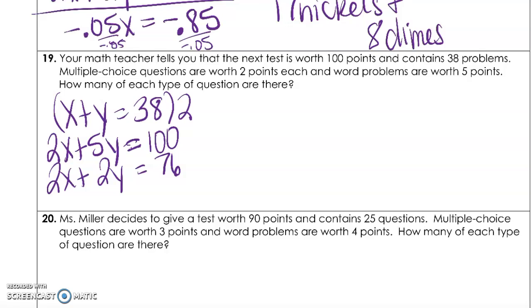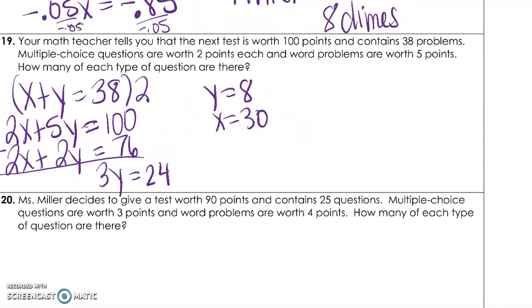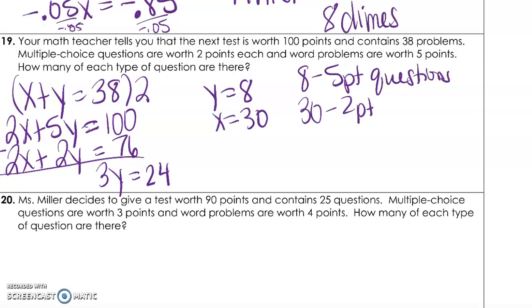So once again, you can eliminate or substitute. It is totally up to you. I would subtract then, giving me 3y equals 24. So I divide and I get y equals 8. Well, if y is 8, that means x has to be 30 since there's a total of 38. So I go back and look. The 8 is my y, which have 5 points. So there are 8 5-point questions, and there are 30 2-point questions.